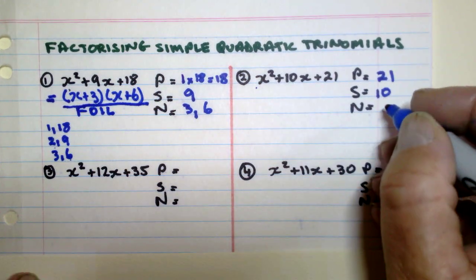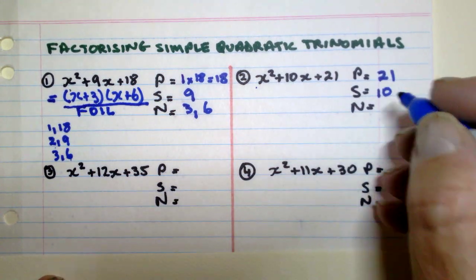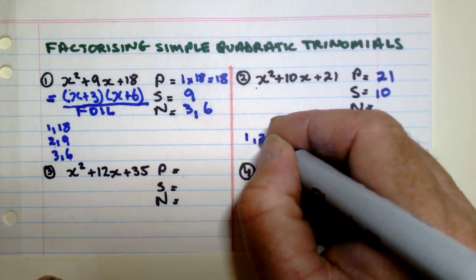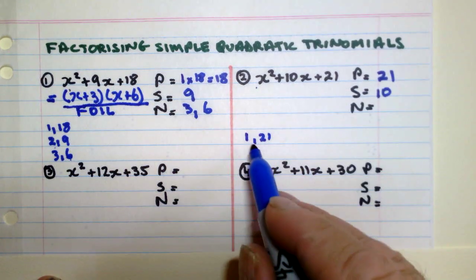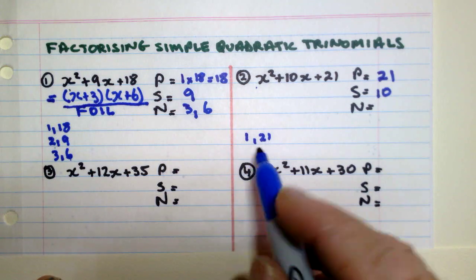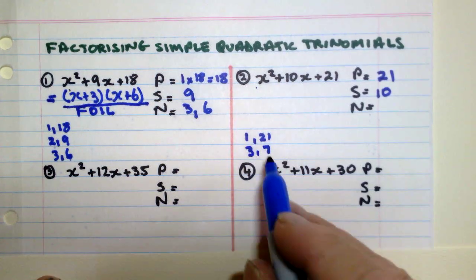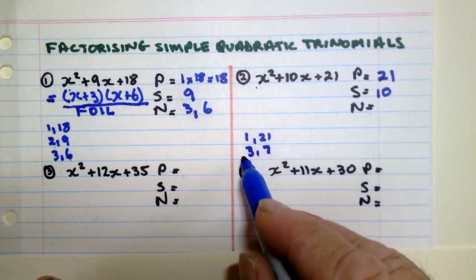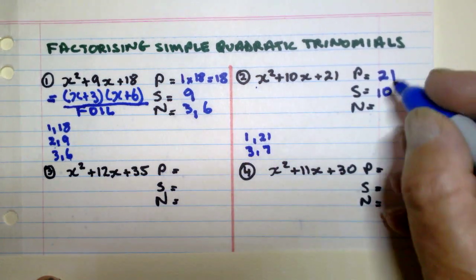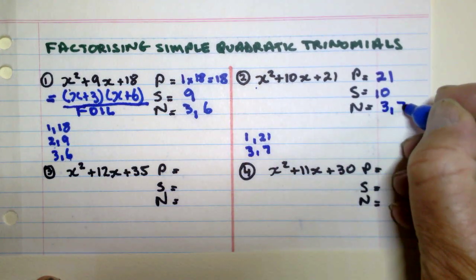So the numbers are going to be, well, 21 doesn't have a lot of factors. 1 and 21 is 1 factor pair, but I can't combine them to get to 10. What about 3 and 7? Yes, 3 times 7 is 21, and 3 plus 7 is 10. So my numbers are 3 and 7.